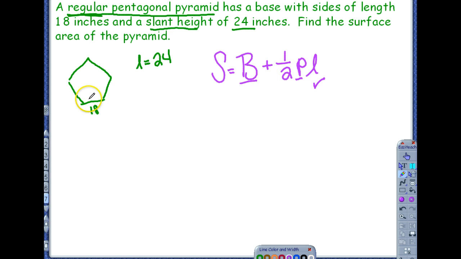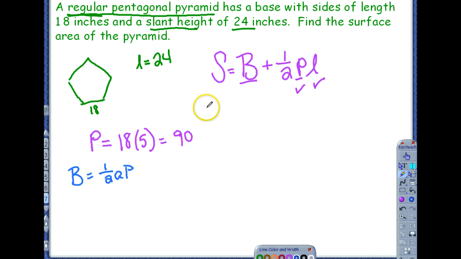Which one probably would be easiest to find for this one? Perimeter of the base. So 18 times 5, which gets you 90. And we're going to need that to find the base area anyway. Exactly, because to find the base area, I know I'm going to have to do what? For a pentagon, it's 1/2 the apothem times the perimeter.